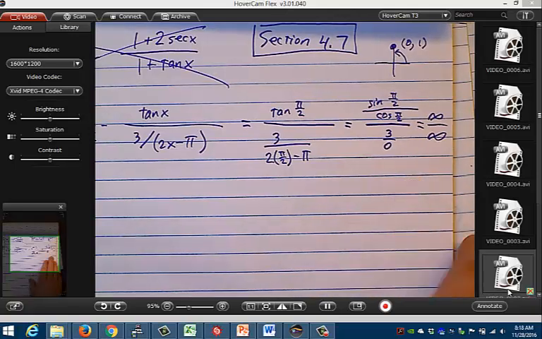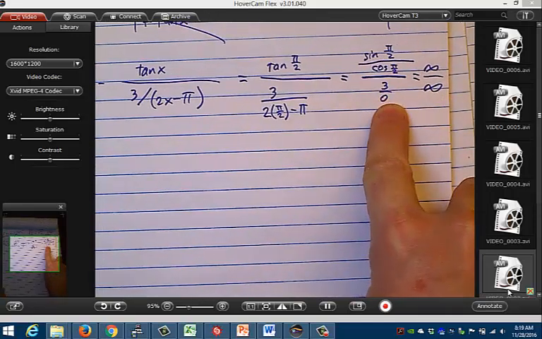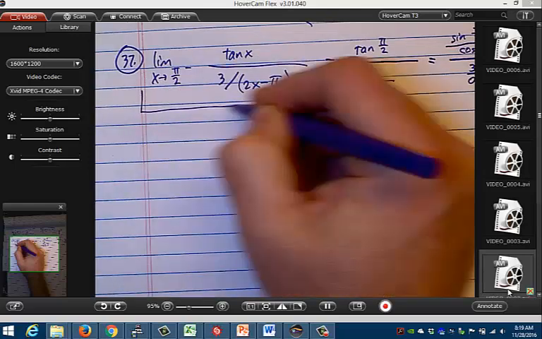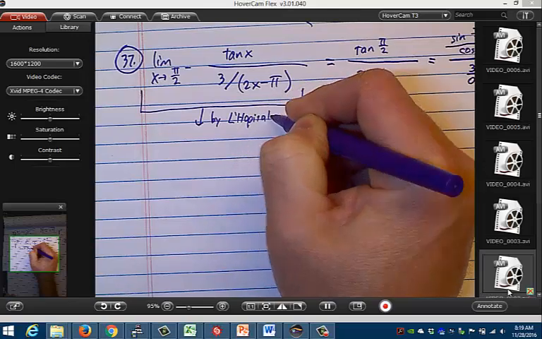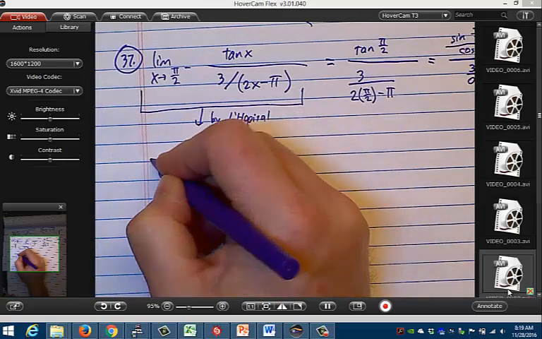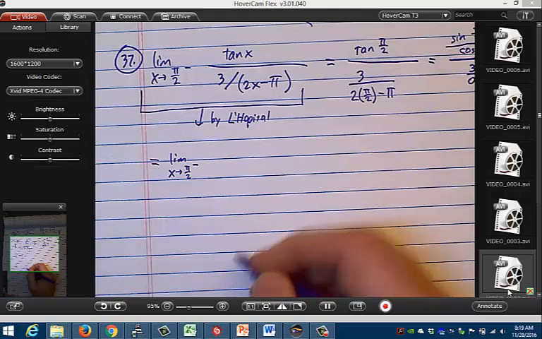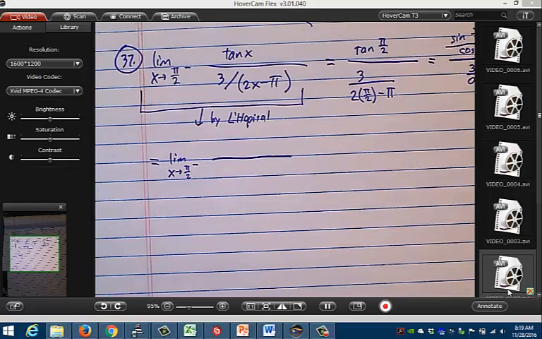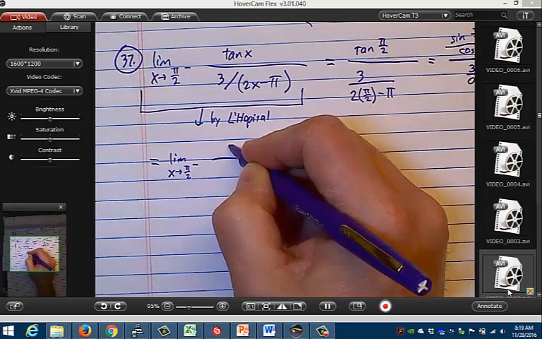So this is where, once you have that, something over 0 divided by something over 0, that's an indeterminate form, right? And so now you're allowed to apply L'Hopital's rule. And so applying L'Hopital's rule, we could say that this equals the limit as x approaches pi over 2 from the negative side. And now what am I going to do? I'm going to take the derivative of the top and take the derivative of the bottom. What's the derivative of the tangent of x? Secant squared x.